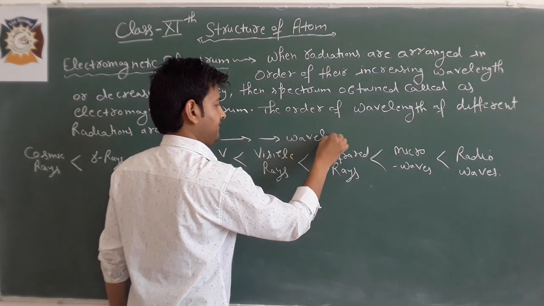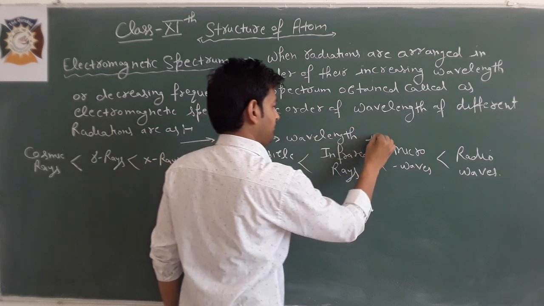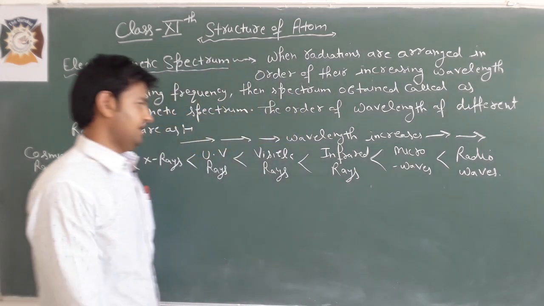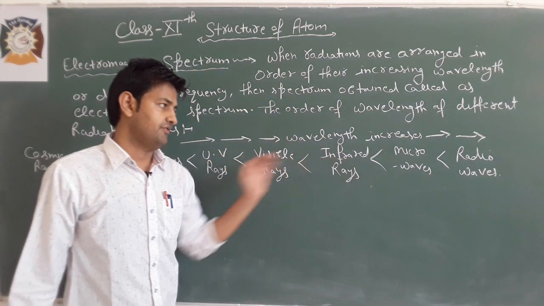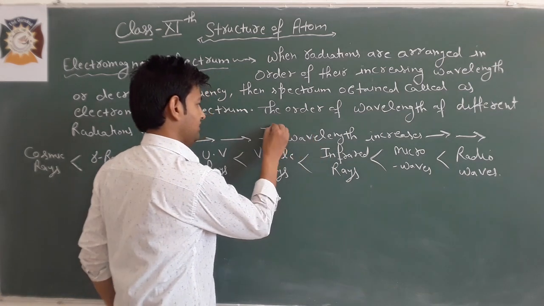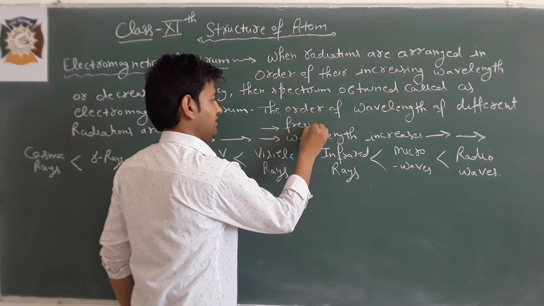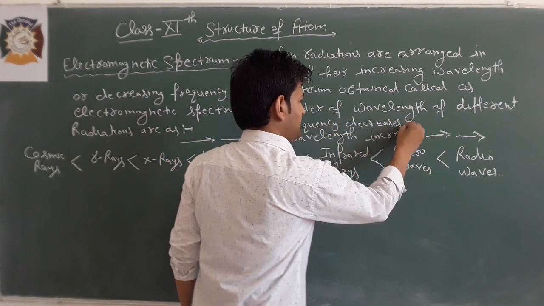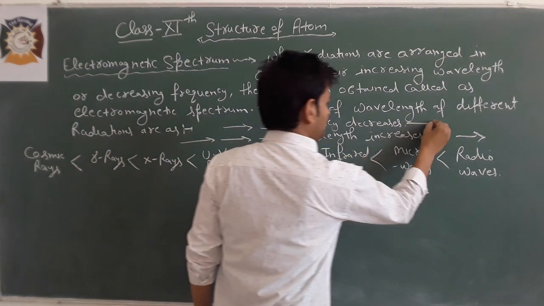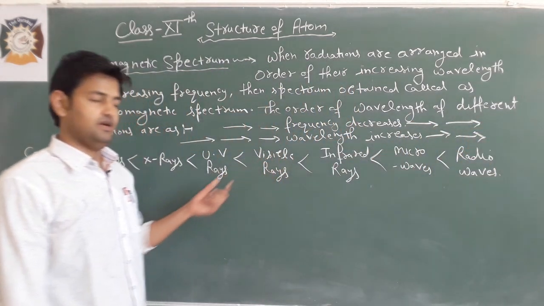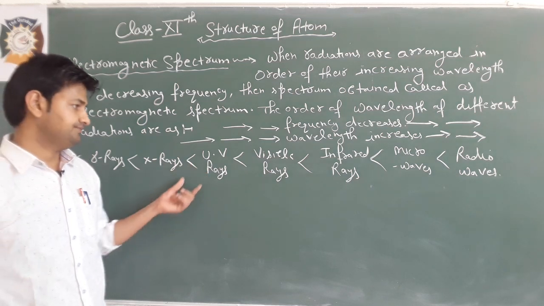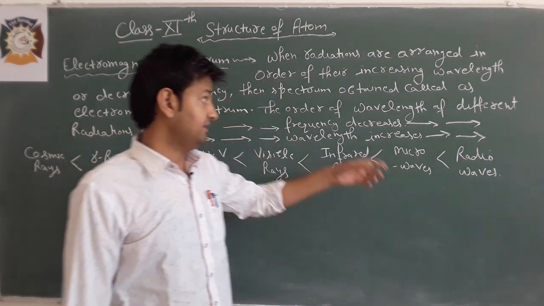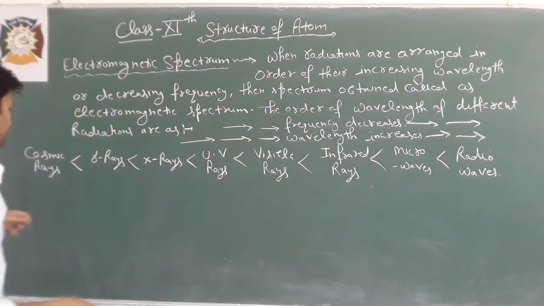Wavelength increases and indirectly we can say that frequency decreases. So this is the order for the electromagnetic radiation. Different types of radiations are given which are in increasing order of wavelength or decreasing order of frequency, and the spectrum is known as electromagnetic spectrum.